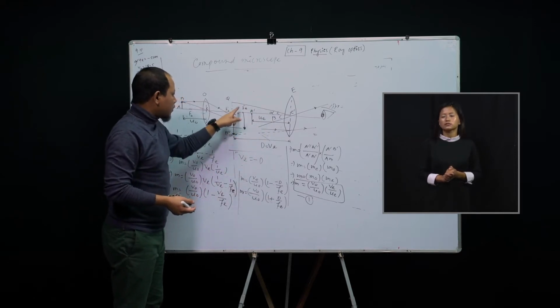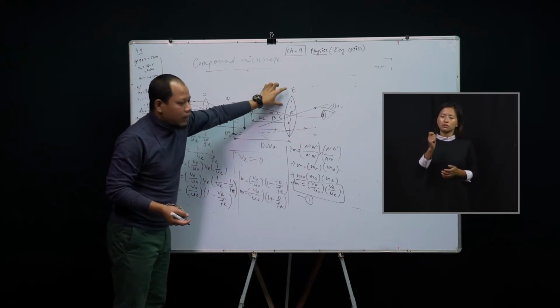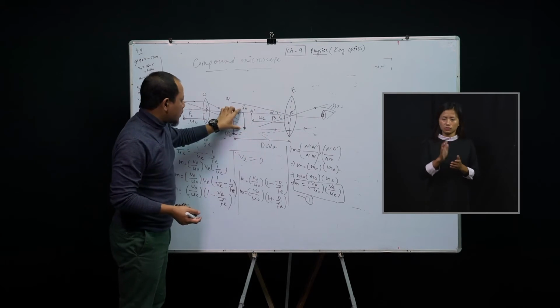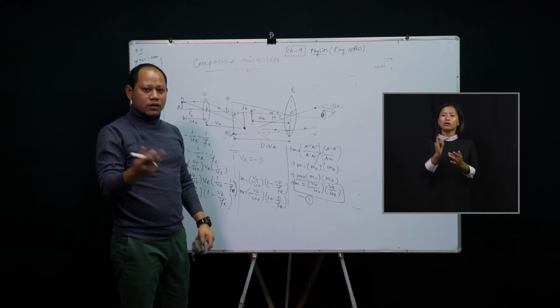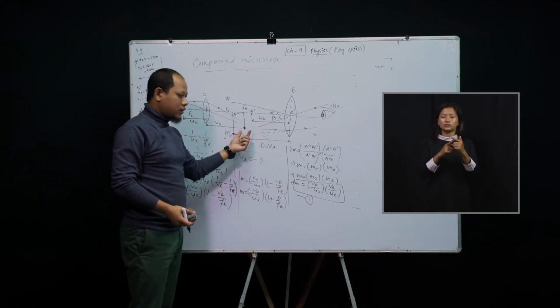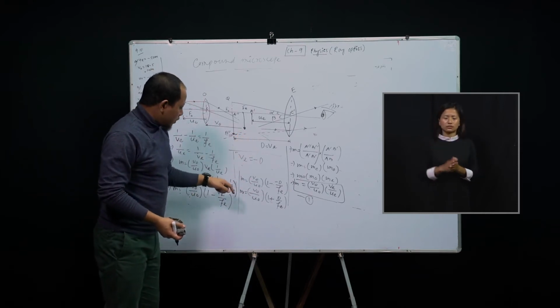Now this image is working as an object for the eye lens, right? So when the object is at the focus, the image will form at infinity. So this is very simple, right? A diagram is not necessary, but let me give you the expression.